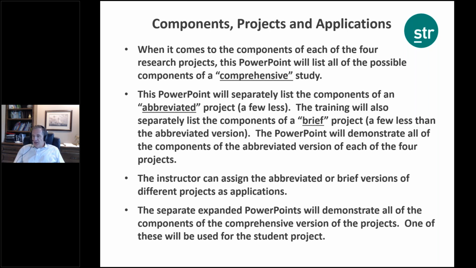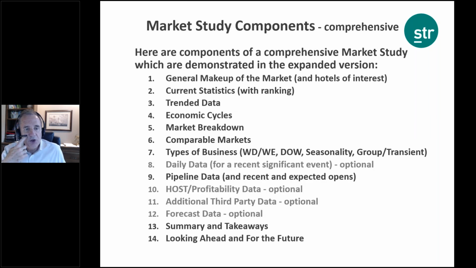So remember, the separate expanded PowerPoint demonstrates all of the components of a comprehensive version. You want to look at that if you are doing the market study as your project. Now here's the list of the comprehensive market study. You'll notice there are 14 different components. Some of them are a little grayed out. Those are going to be the ones that don't get covered in this one, but do get covered in the full version.